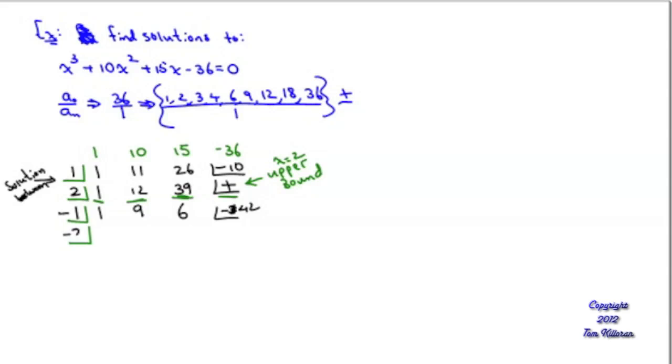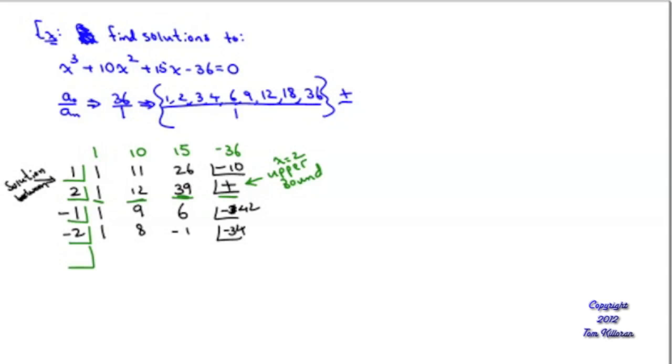So negative 2, drop the 1. Just remember, this is actually not that bad compared to infinite. This is much better than infinite, and we keep reducing how many because we have this upper bound. So negative 2 times 1. Negative 2 plus 10, 8. Negative 2 times 8 is negative 16. Negative 16 plus 15 is negative 1. Negative 2 times negative 1 is 2. 2 minus 36 is negative 34. Yes, you should be able to do calculations that quick. No, it's just calculations. This has nothing to do with math. This is arithmetic.